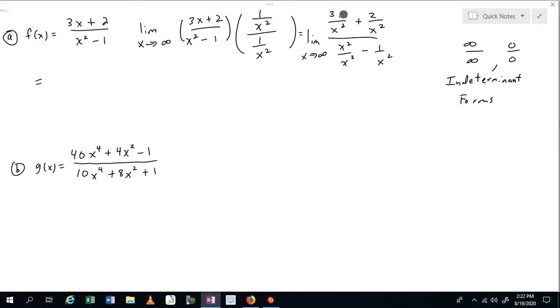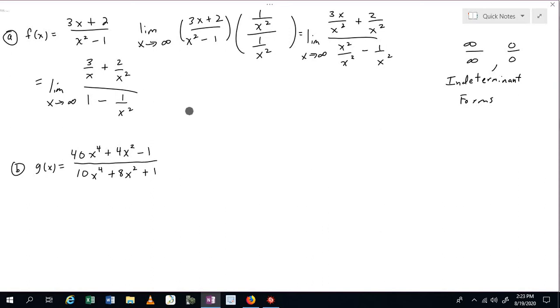Now you can see that this reduces. This becomes 3 over x. That's just 2 over x squared. This is 1. And then minus 1 over x squared. Okay, and then we're going to take the limit as x goes to infinity.